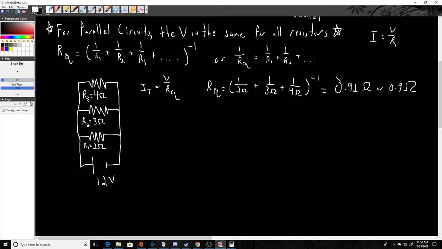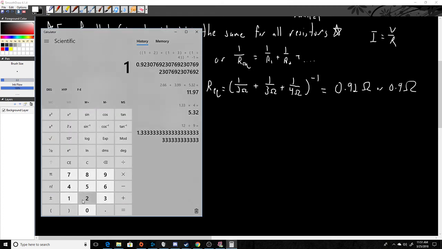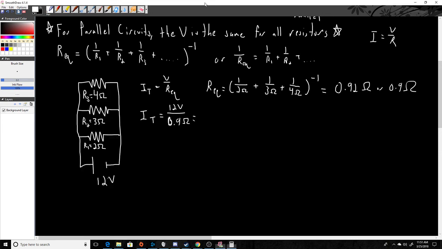So now I've got a resistance that I can put into Ohm's law, I equals V over R. So if I wanted to solve for the total current, voltage we said was 12 volts, and the resistance is 0.9 ohms. This number is going to be just a little bit bigger than 12. 12 divided by 0.9. 13.3 is where I'm going to leave it. So 13.3 amps. So total current I have going on here is 13.3 amps.